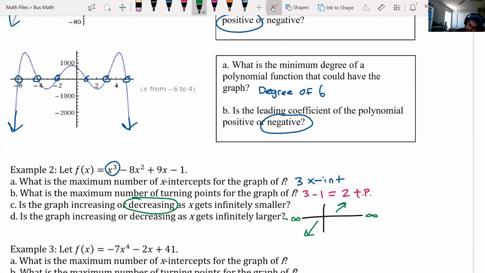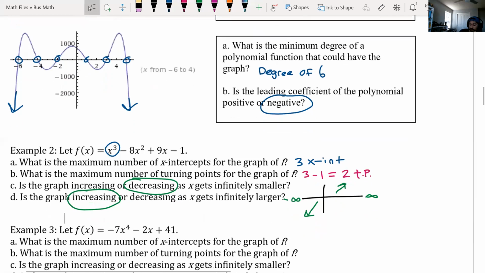And then, is the graph increasing or decreasing as x gets infinitely larger? So as x heads towards infinity, your y values will get larger. Okay, and this is all represented by the cases. All right, next one, 3.